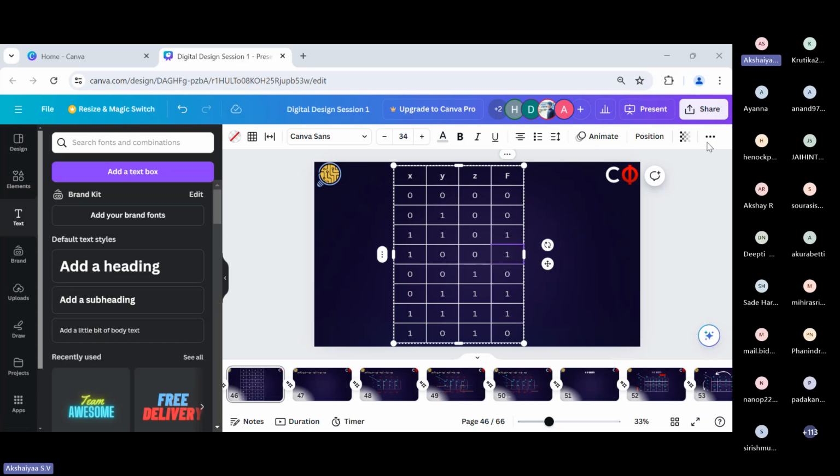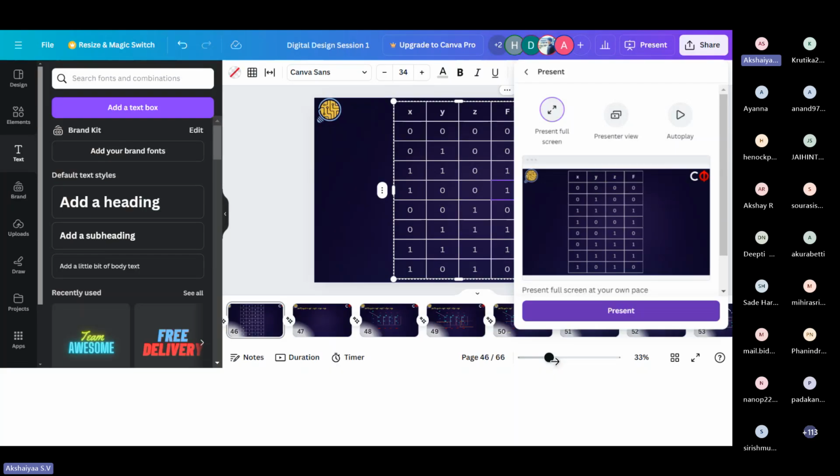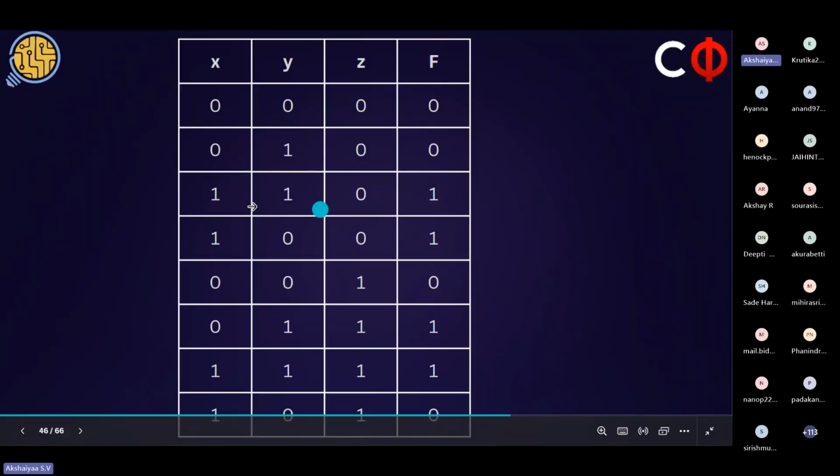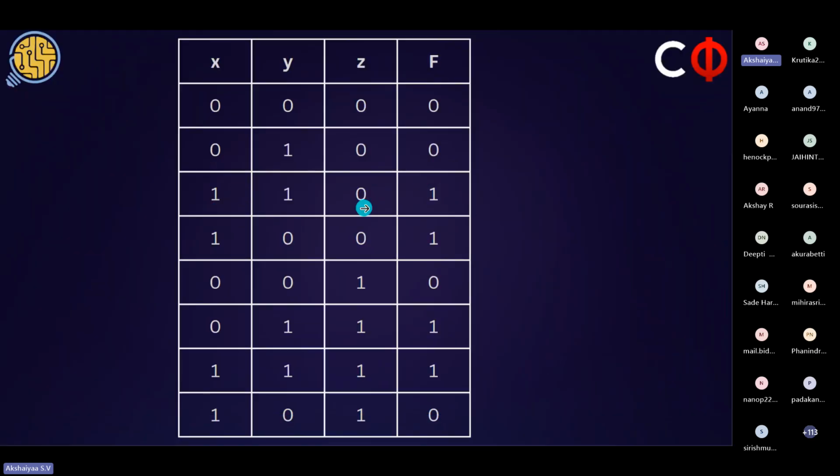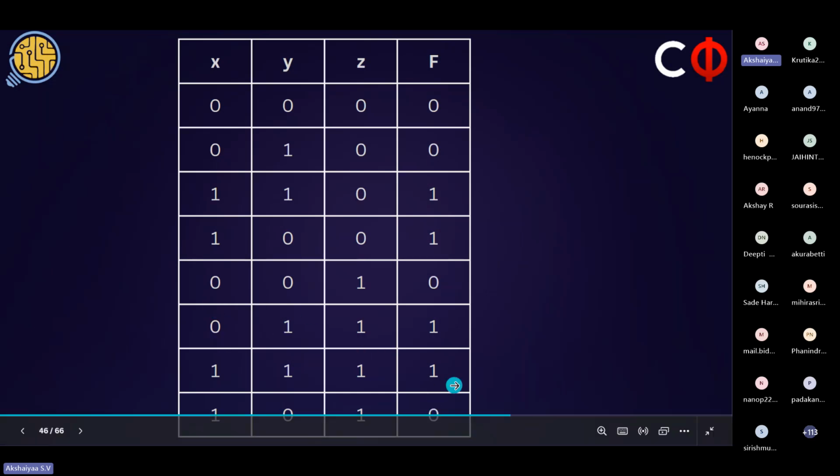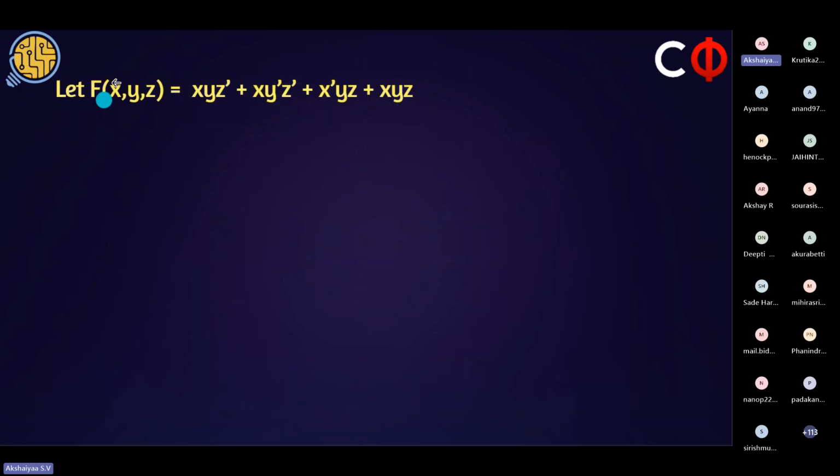Okay, so you guys are understanding this pretty well. So we'll go and figure out what this function is in the SOP form, the basic SOP form. So here is a 1. So what is this? X, y, z prime. Plus, there is a 1 here again, so it's going to be x, y prime, z prime. And there's another 1 here, so that's going to be x prime, y, z. And there's another 1 here, so x, y, z. So that's basically what this function is going to look like. Right? So this is the function here.